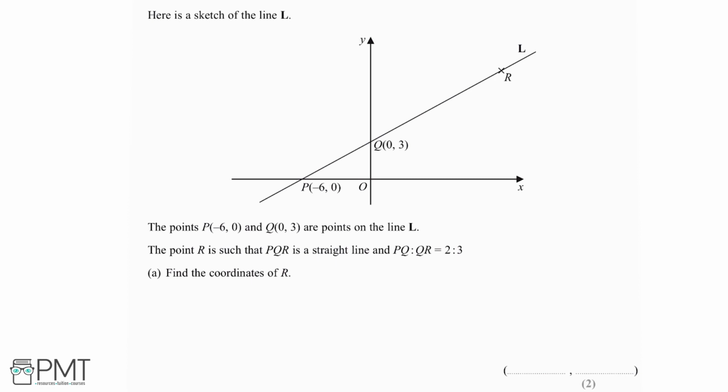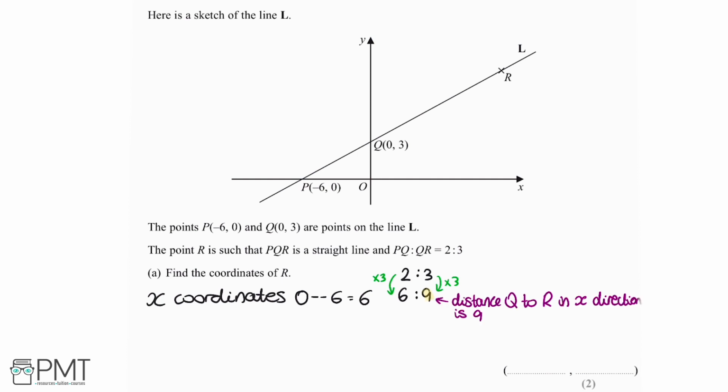Firstly, I'm going to look at the x coordinates. We go from -6 for P to 0 for Q, and then from 0 at Q to something we're not sure about yet for R. The ratio here is 2 to 3. Going from -6 to 0, 0 minus -6 equals 6. So we're in the ratio 2 to 3, and for the x coordinate, P to Q is 6. So we're in the ratio 6 to something. To get from 2 to 6, we multiply by 3. If we do that to the other side, we get 9. So the distance from Q to R in the x direction is 9.